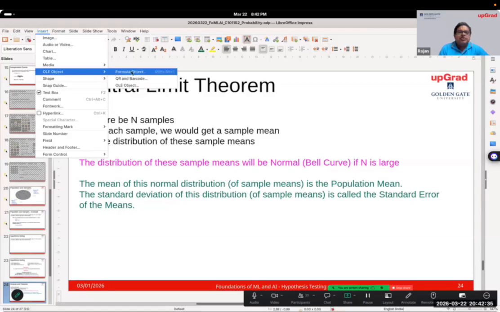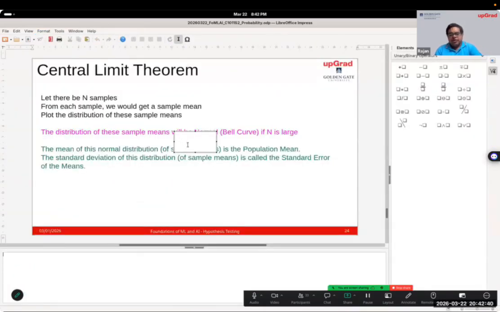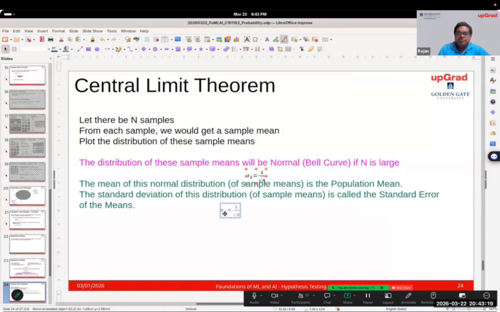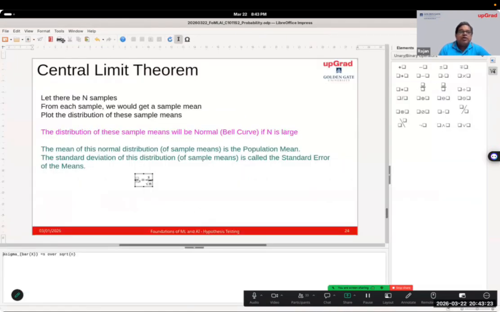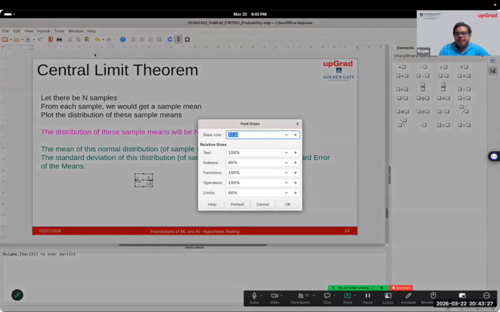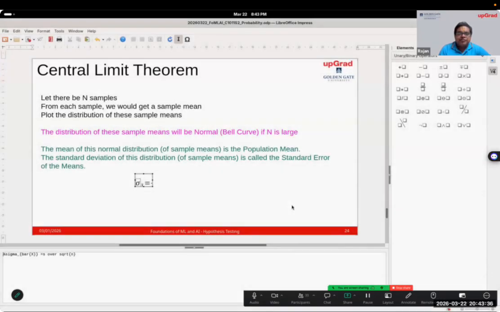Let me insert a query object, form object. I'm going to say sigma underscore, is equal to s square. Let me make it big. Format, font size, font. Yes. Okay.